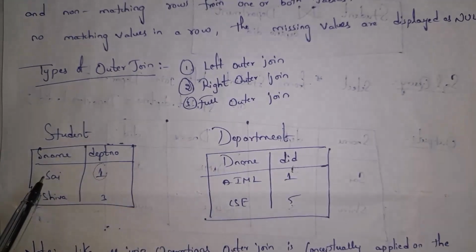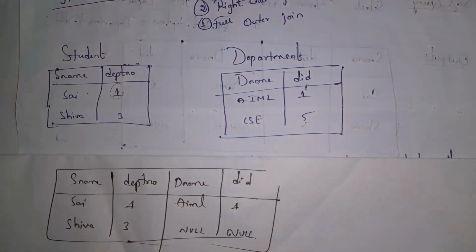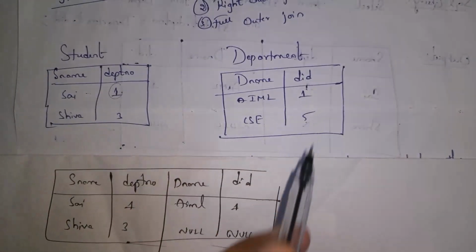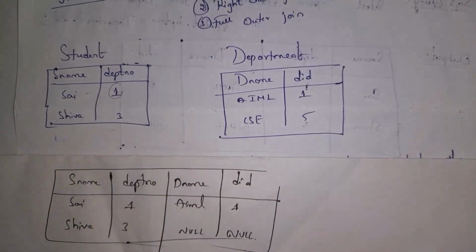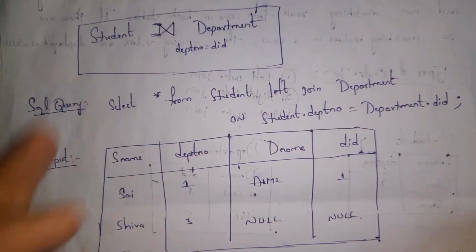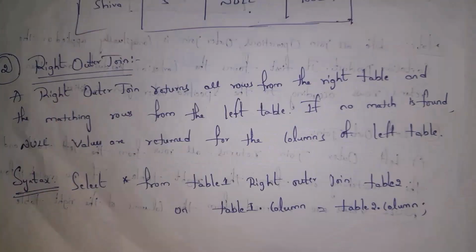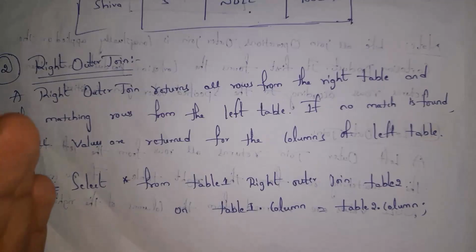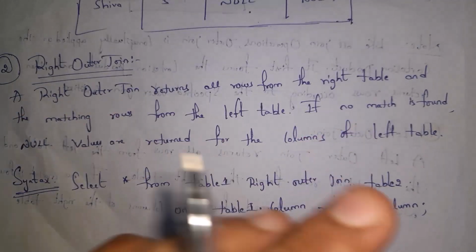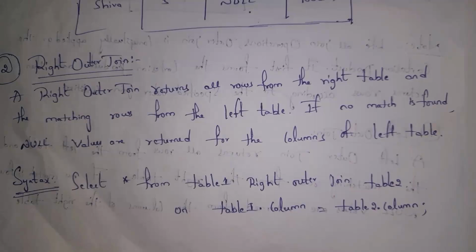Left outer join will return all the rows from left table and only matching rows from right table. If there is no match, null values are included. This is all about left outer join. This is my output. Similarly, I will explain right outer join. Right outer join returns all the rows from right table and only matching rows from left table. If there is no match, then null values are included in left table.